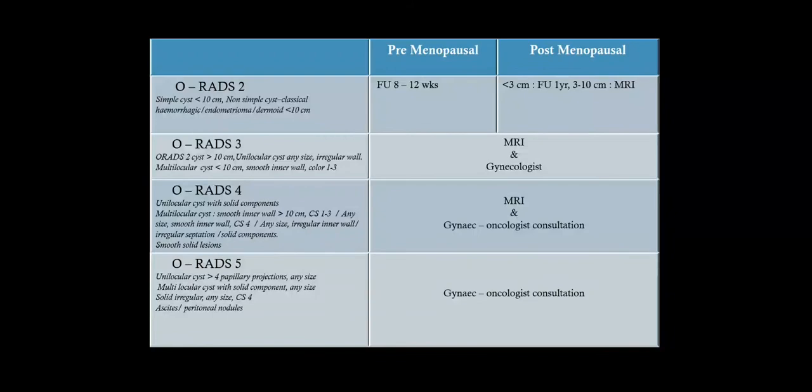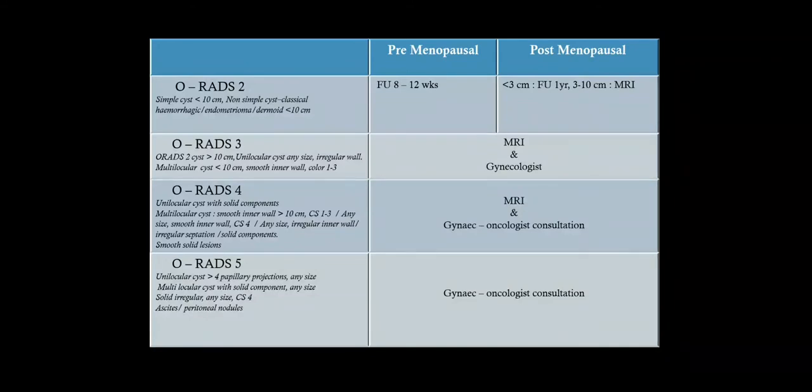O-RADS 2 is a simple cyst which is less than 10 centimeter, a non-simple cyst like a classical hemorrhagic cyst, endometrioma or dermoid which is less than 10 centimeters. For all of them, in a premenopausal woman, we would do a follow-up at 8 to 12 weeks, and in a postmenopausal woman, we would do a follow-up at 1 year if it was less than 3 centimeters, and we would proceed for an MRI if it was anywhere between 3 to 10 centimeters.